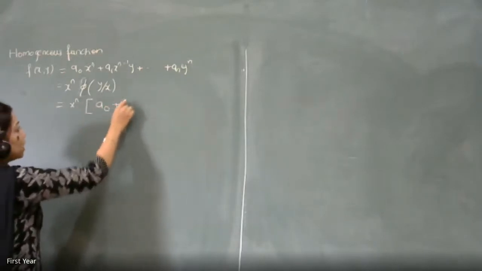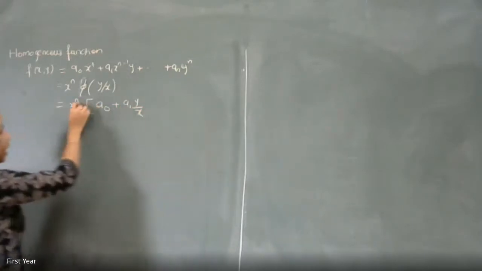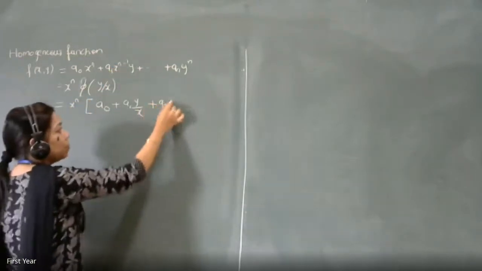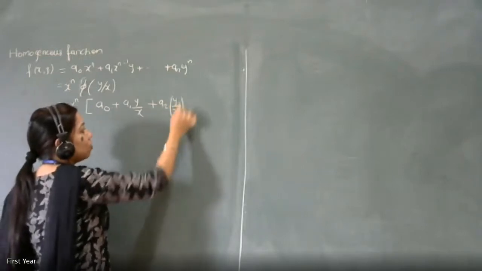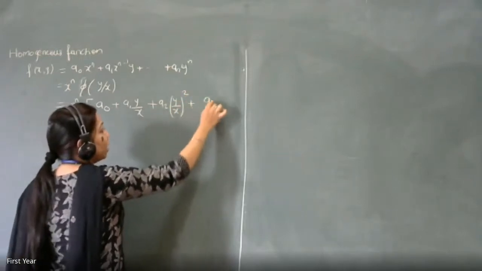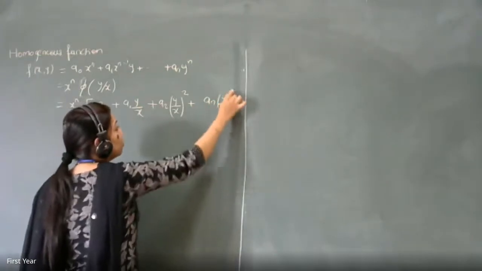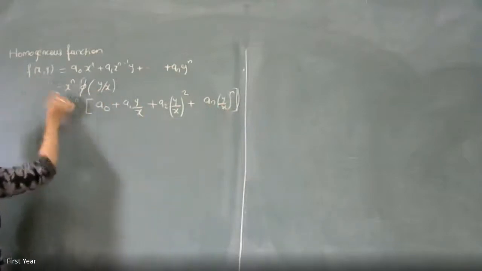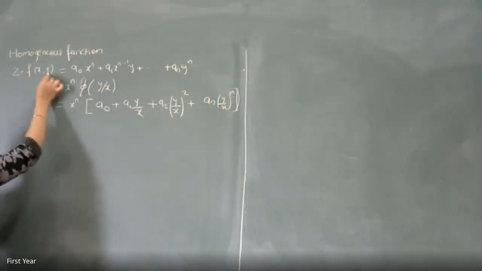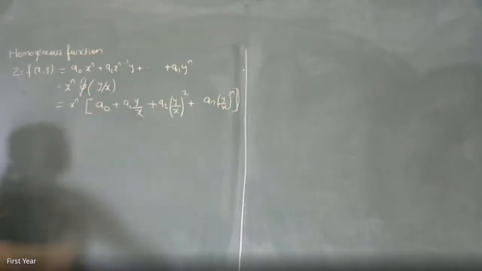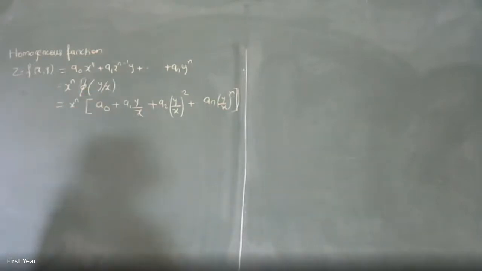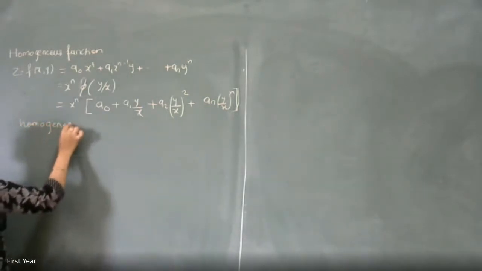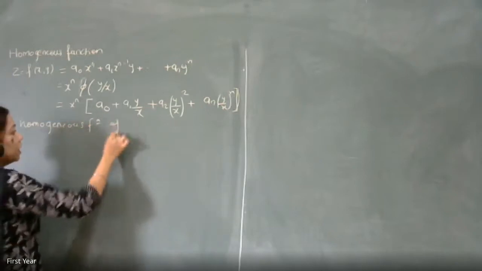It was a naught plus a1 y by x, because I took x to the n common, but there are n minus 1 terms, so I have to divide by x, plus a2 y square upon x the whole square, plus dot dot dot an y by x raised to n. So entirely whatever is in the bracket is a function of y by x. If I am able to write the given function z, which is in x y, in the form x raised to n phi of y by x, then it is called a homogeneous function of degree n.